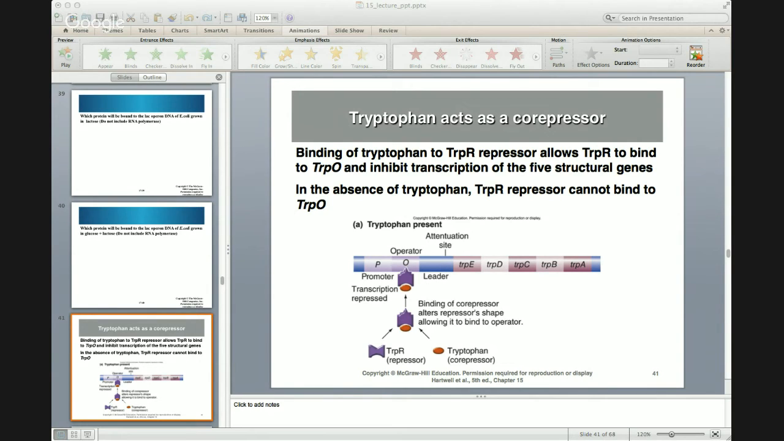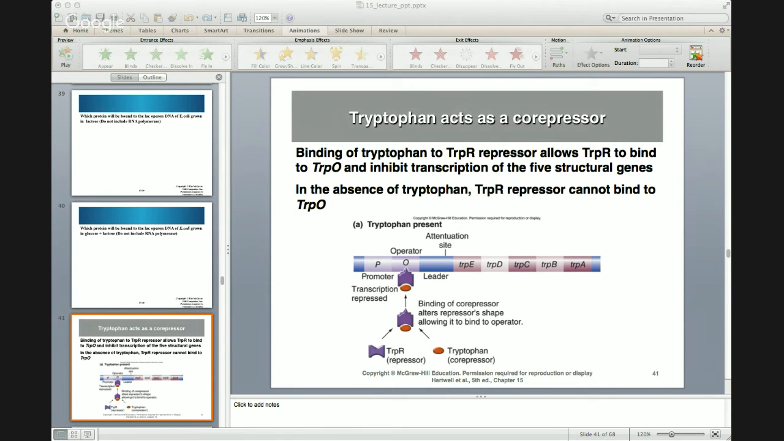If tryptophan is not present, then the ribosome, when it encounters a trp codon, will stall. It won't be able to move past region 1 because there are no charged tRNAs with tryptophan added to it available. So none of these charged tRNA trps will be available, and so the ribosome will become stalled at the trp codons. That allows for the 2-3 stem loop to form, and this 2-3 stem loop, we know, is an anti-terminator of transcription, and so as a result, transcription of the structural genes will continue.